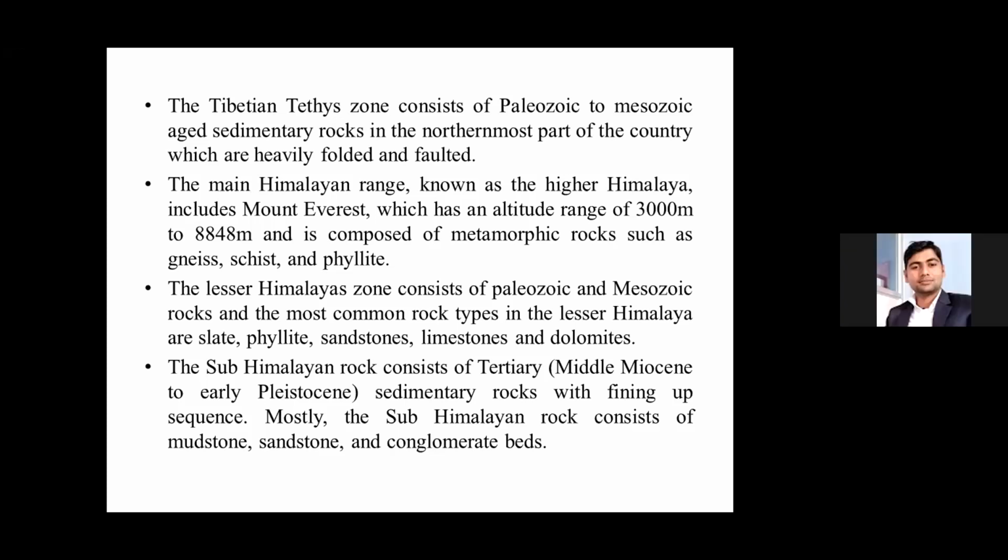Then after the lesser Himalayan zone, and lesser Himalayan zone consists of phyllite, sandstone, limestone, and dolomite, and so on. The sub Himalayan consists of mudstone, sandstone, and conglomerate beds.